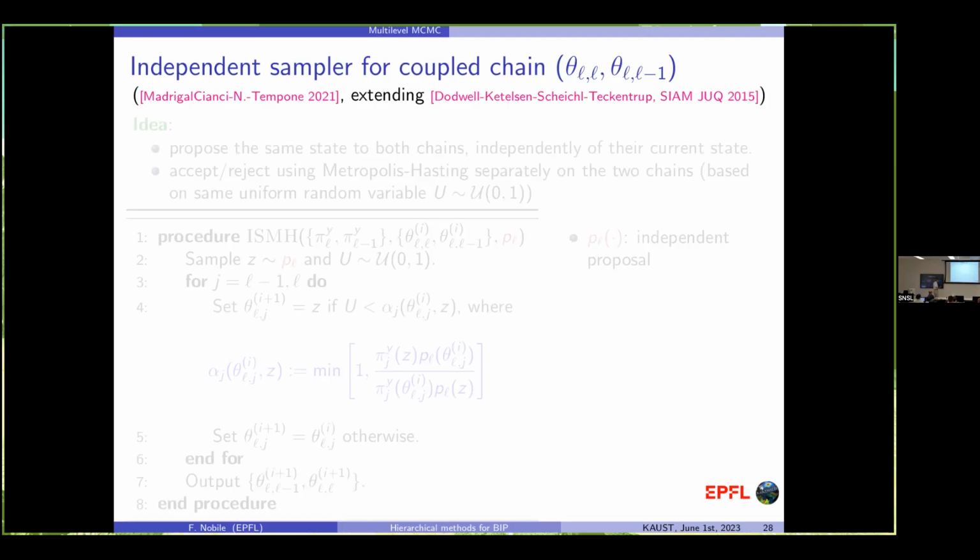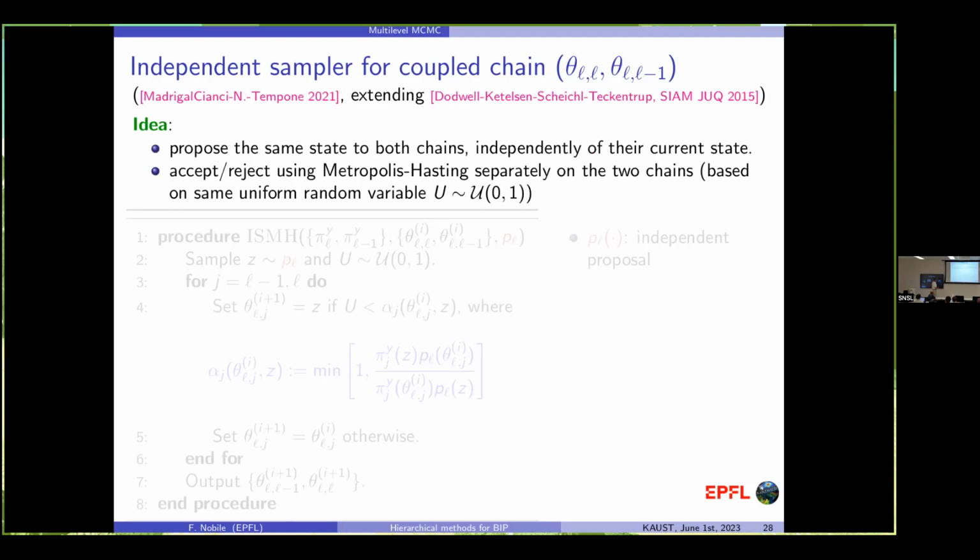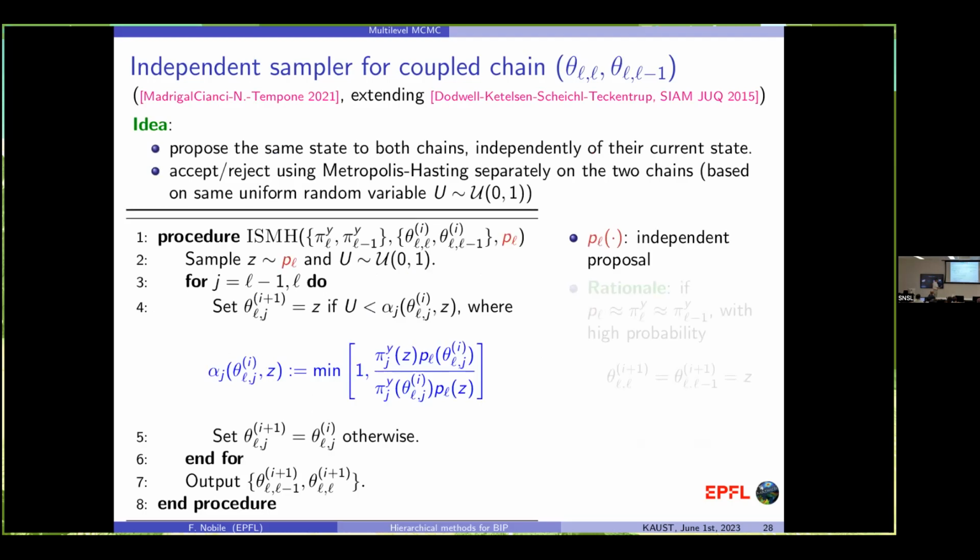So how to do this? The idea that we have looked at is the idea of using independent samplers, which essentially is the same idea that was proposed in this paper, or a revisitation of the construction that was proposed in this paper here. Here is how it works. If we want to generate those two chains at level L and L minus one, those two coupled chains, we choose a proposal, and we actually choose a proposal that is independent of the current state. So that's what is called the independent sampler.